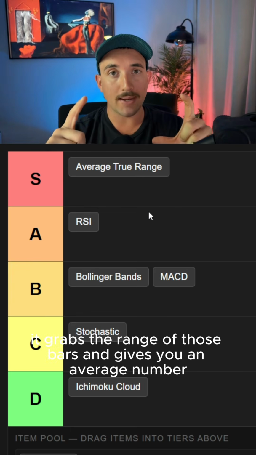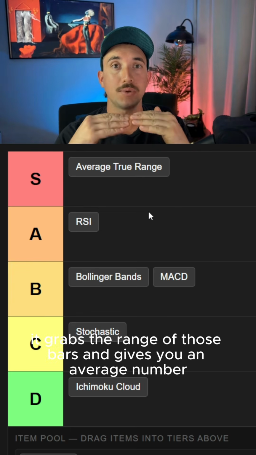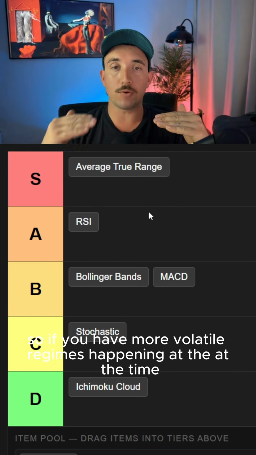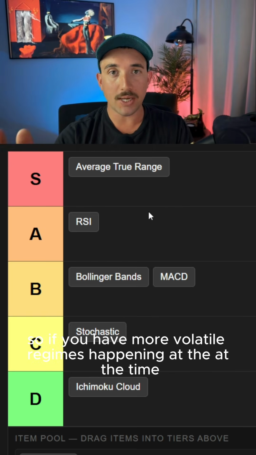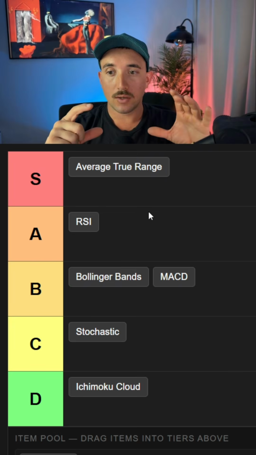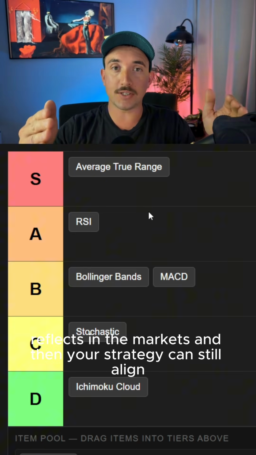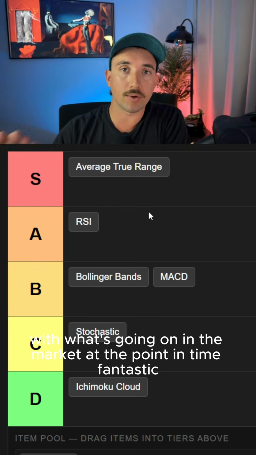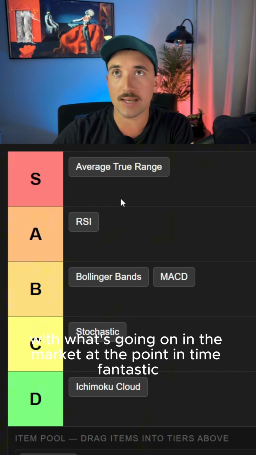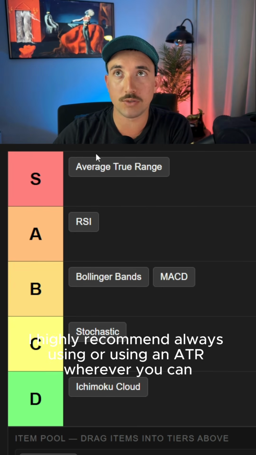It grabs the range of those bars and gives you an average number. So if you have more volatile regimes happening at the time, your number will be bigger, reflects in the markets, and then your strategy can still align with what's going on in the market at the point in time. Fantastic. I highly recommend always using an ATR wherever you can.